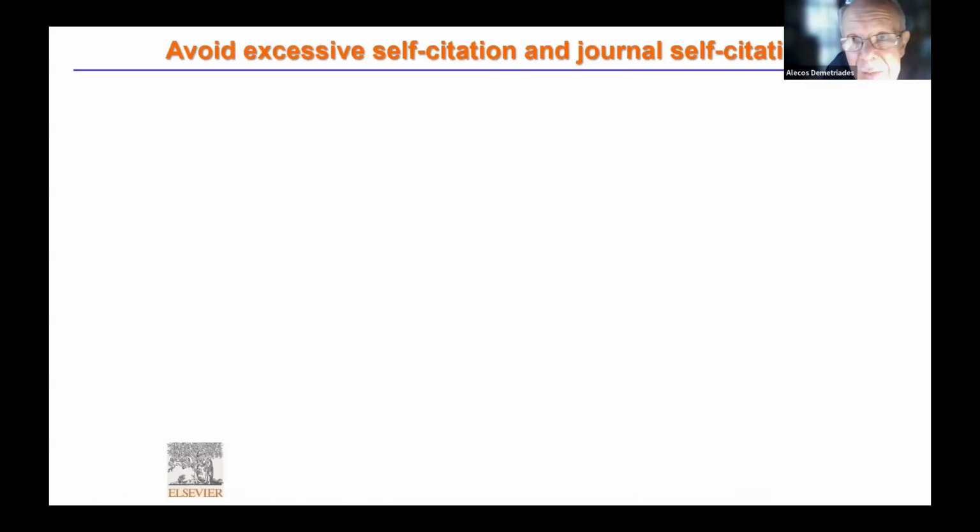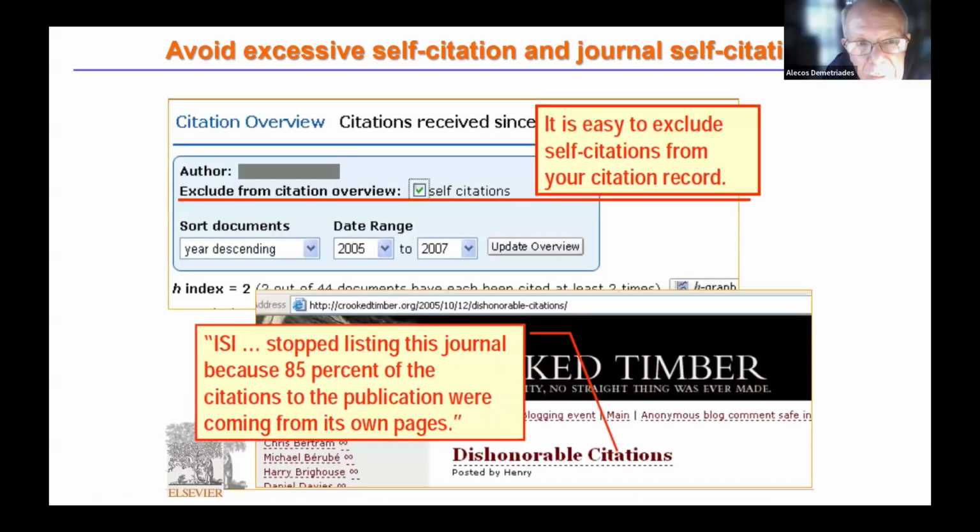Avoid excessive self-citation and journal self-citation. This is important. This is not very nice, and it doesn't look very good on you as well. For example, here there are self-citations, and this particular journal was self-citing itself and is no longer in the ISI list.